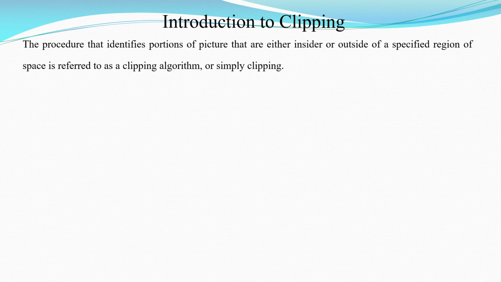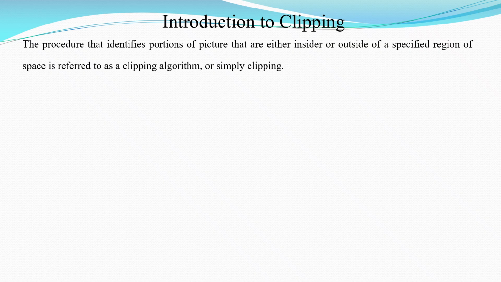Before going to line clipping, what is the meaning of clipping? In the last video, we learned about the window port and viewport, right? So how the viewport will clip the window's extra patterns, or we can say lines or a diagram. It will clip and display it in zoom order. That is a viewport. Here, the clipping procedure that identifies the portions of a picture that are either inside or outside of a specified region of space is referred to as a clipping algorithm, or simply clipping.